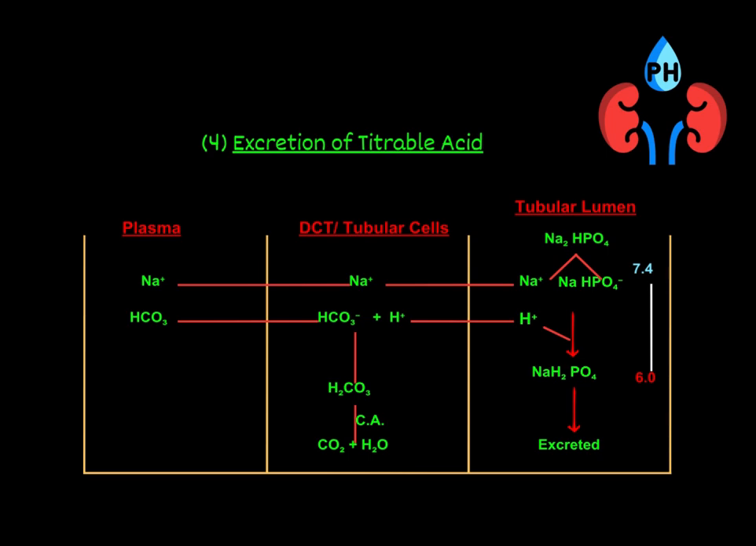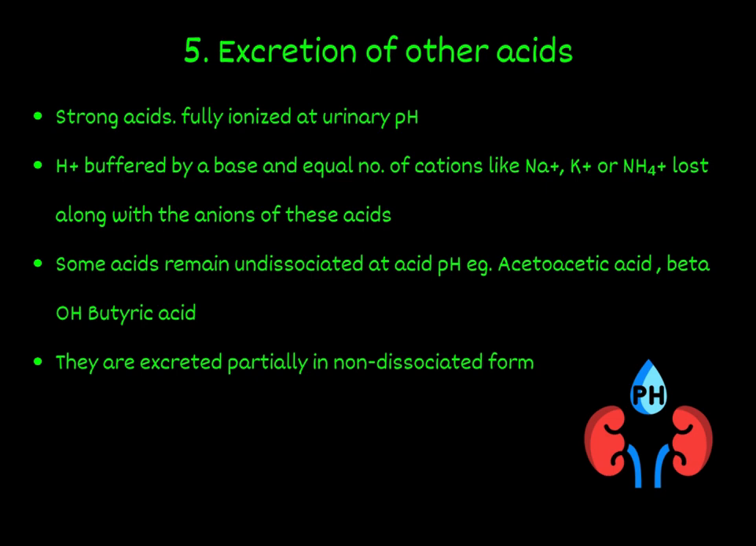The phosphate buffer's pKa of 6.8 makes it highly effective in the acidic urine environment, where pH can drop to 4.5. In addition to phosphates, other weak acids like creatinine and urate can contribute to titratable acidity, especially when the urine pH is low. Keto acids and lactic acid can also be excreted by the kidney, particularly during pathological conditions.